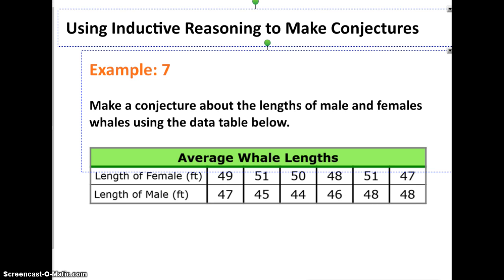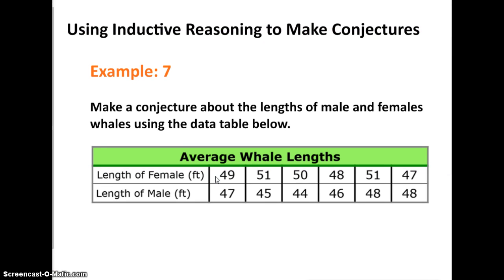Alright, given this table of values, you need to determine a conjecture. Taking a look at the females, they are 49, 51, 50, 48, 51, 47. So they're pretty long. And the males are 47, 45, 44, 46, 48, and 48. If I were to take the average of all 6 numbers for the females, and then take the average of all 6 numbers for the males, I will notice that the average female is longer than the average male.